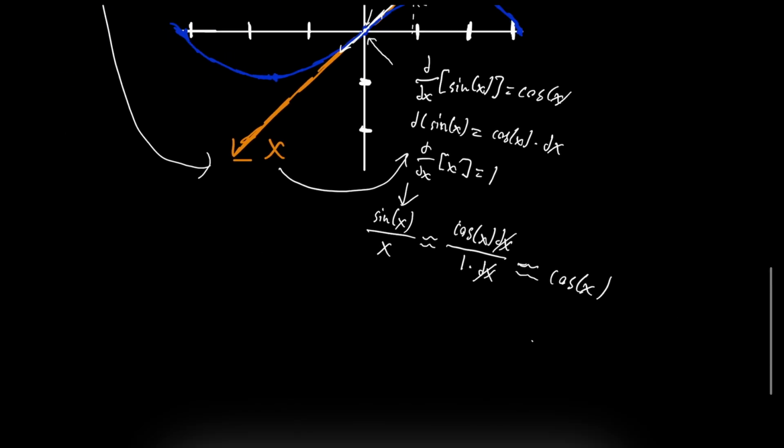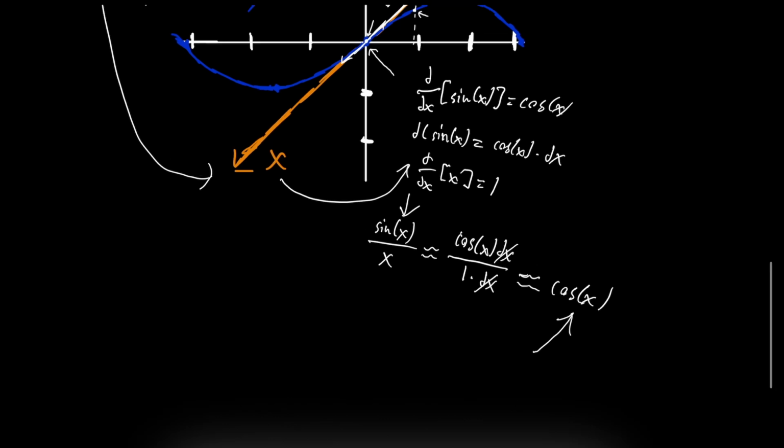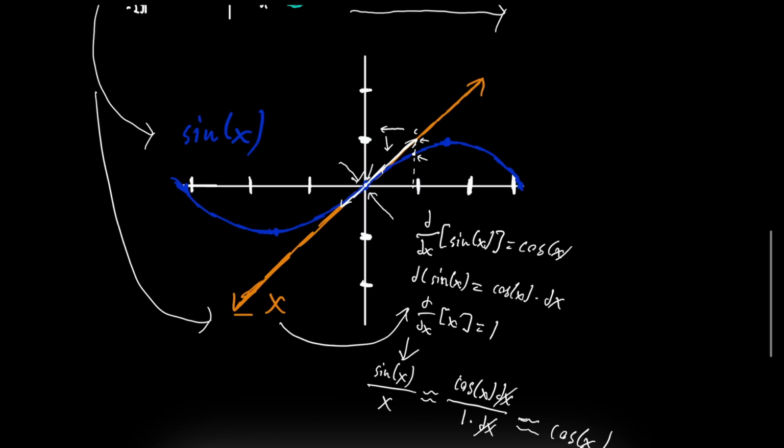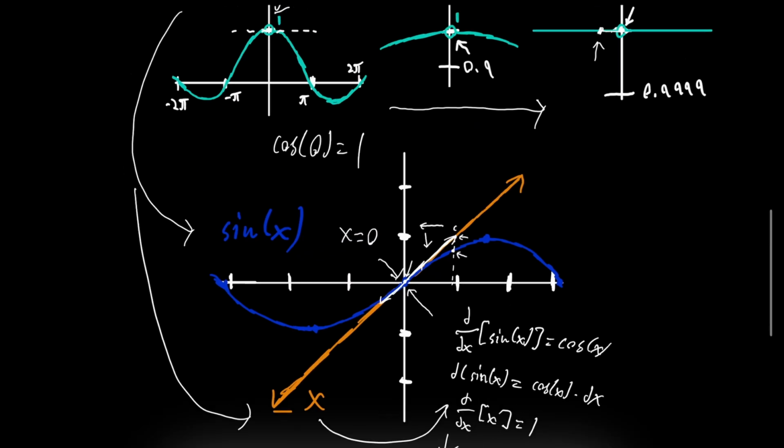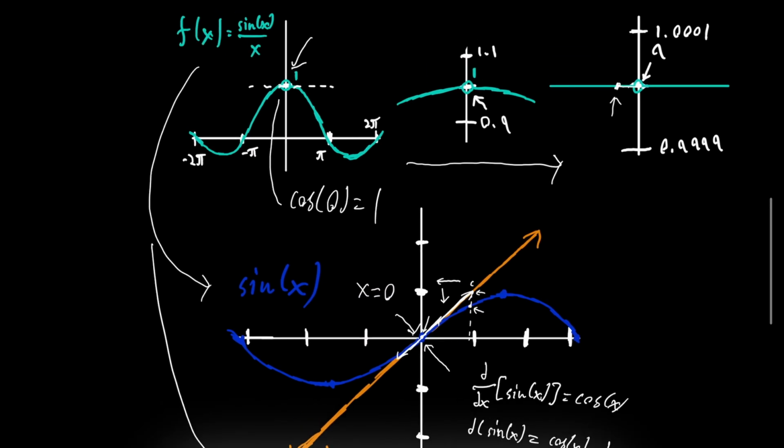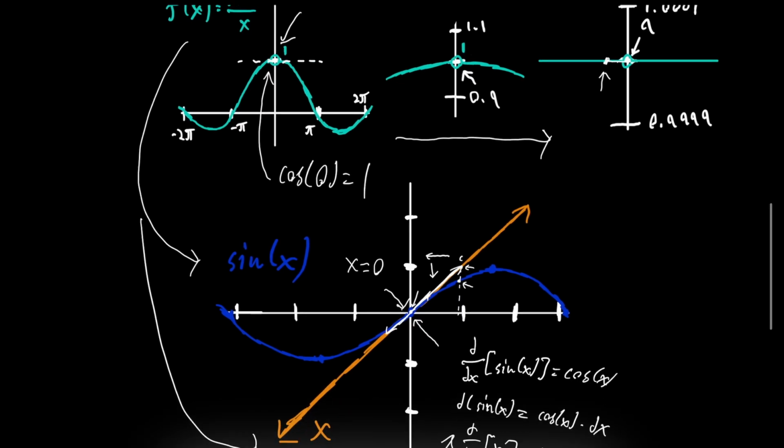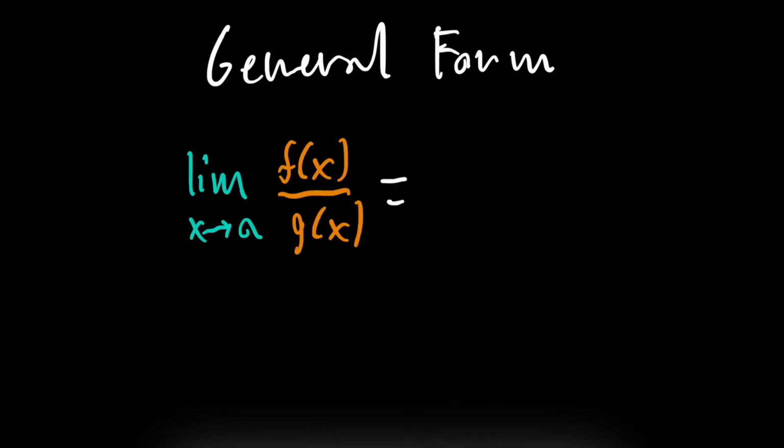And if we were to plug in cosine of x for x is equal to 0, cosine of 0 is equal to 1, which corresponds pretty nicely to what we get up here. This is a very hand-wavy kind of intuition, but I hope it gives you the general idea. For more of a general form, let's say we wanted to evaluate this limit over here.